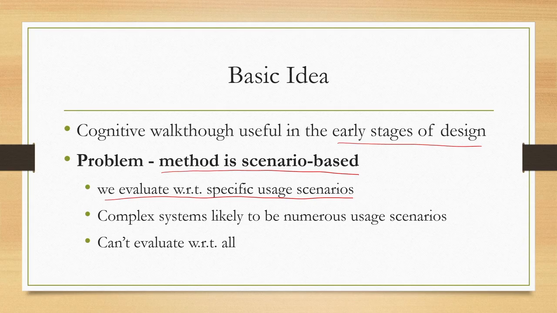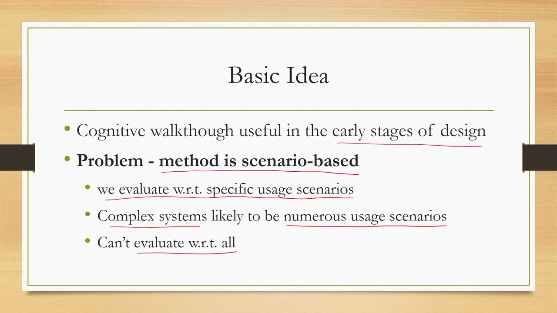Now, for simple systems, that is fine. For complex systems, there are likely to be numerous usage scenarios, and we definitely cannot evaluate with respect to all. So, if we are dealing with simple interfaces, then usage scenarios are limited, one or two, and we can create prototypes for those usage scenarios as we have seen in the example, and those prototypes, vertical prototypes, can be used to perform cognitive walkthrough.